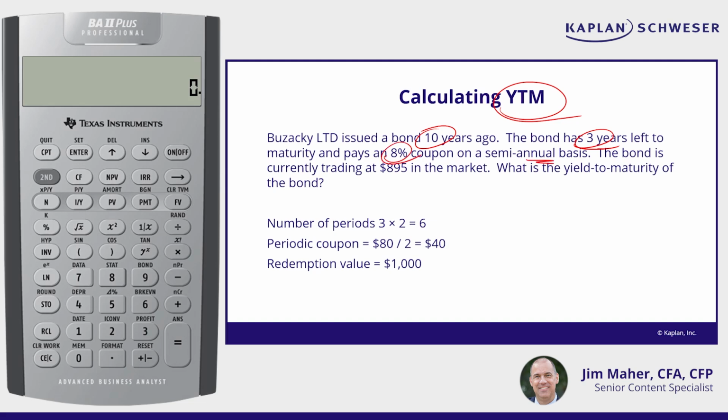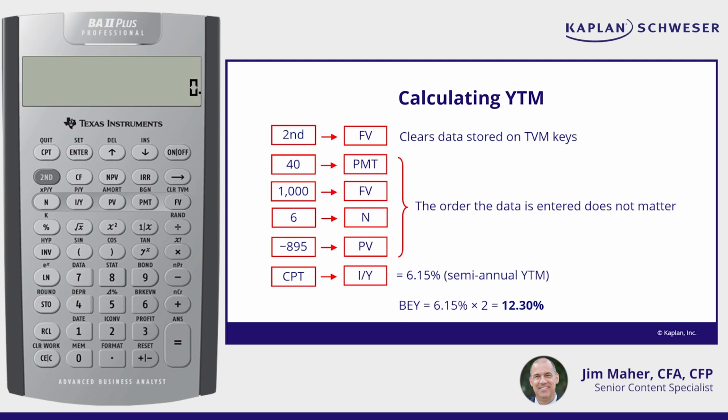Now we're given the bond's current trading price of $949.24, but we're missing the interest rate, okay, in this particular case. So now our $949.24 is going to represent what? That's going to represent our present value. So once again, we have our number of periods, our periodic coupon, and our future value. And now we're going to simply solve for our interest rate. Okay, so let's go ahead and take a look at how we're going to do that. So I want you to clear out your calculator, second, and then future value once again. And we're going to enter our 40 as our payment.